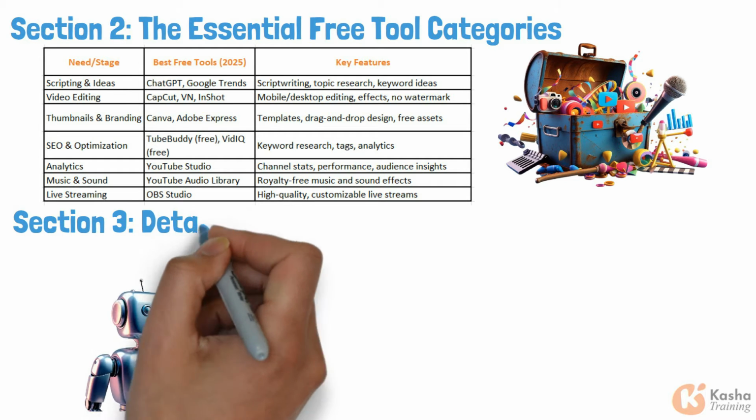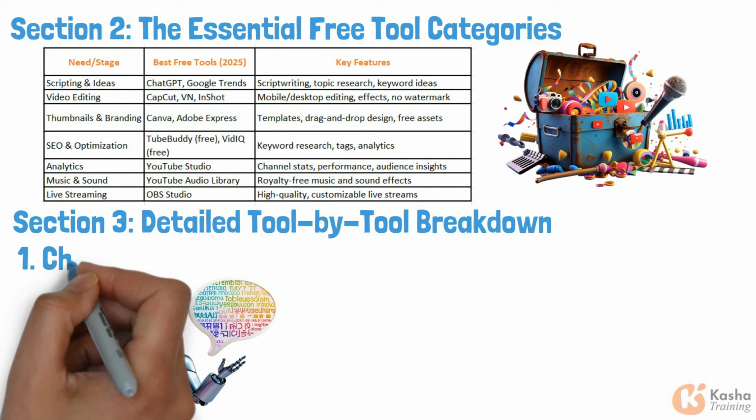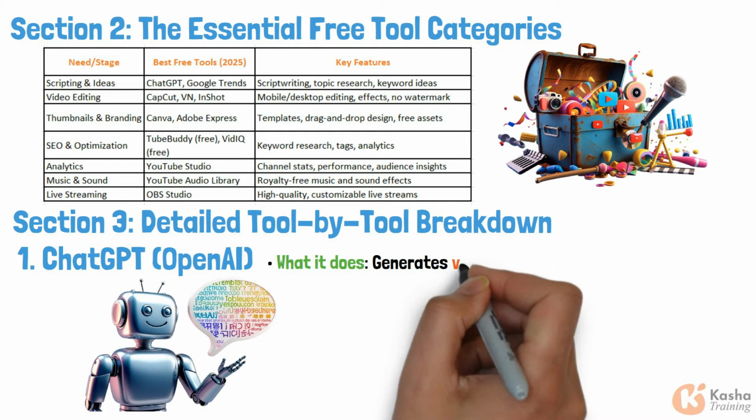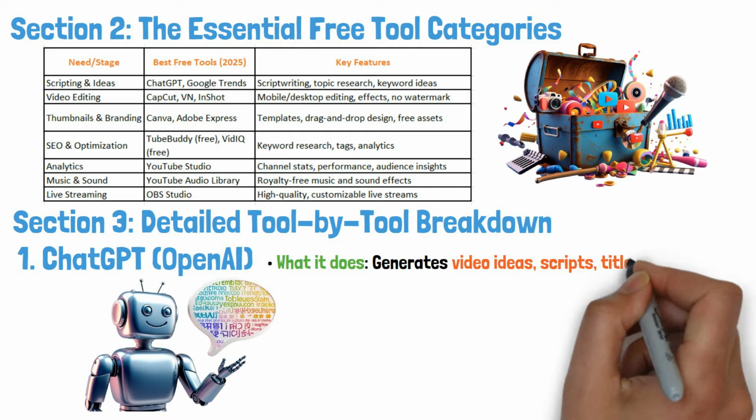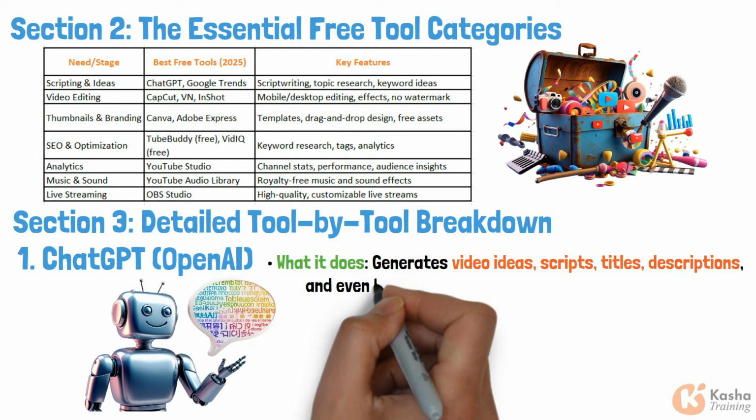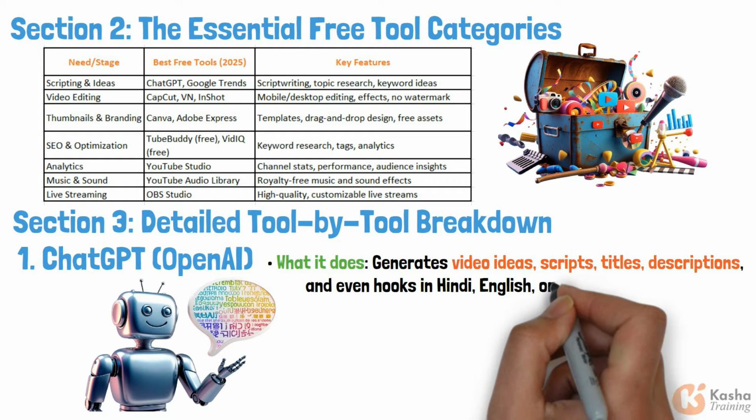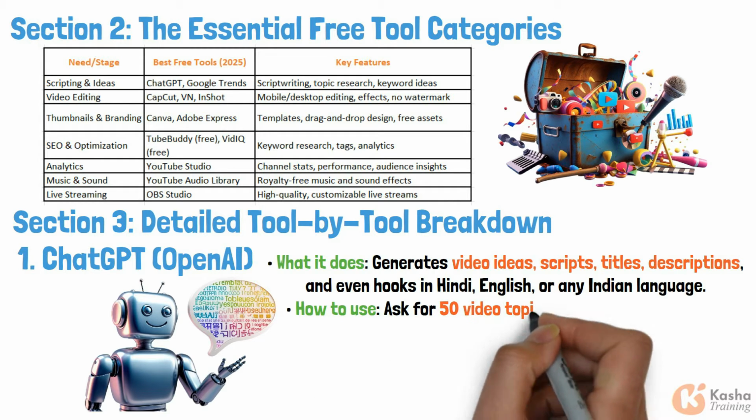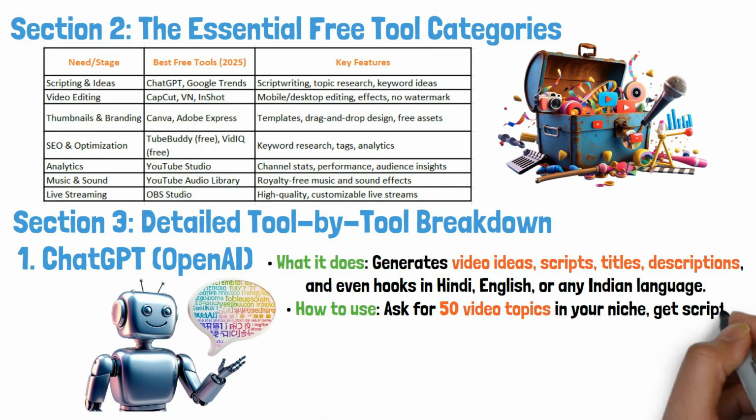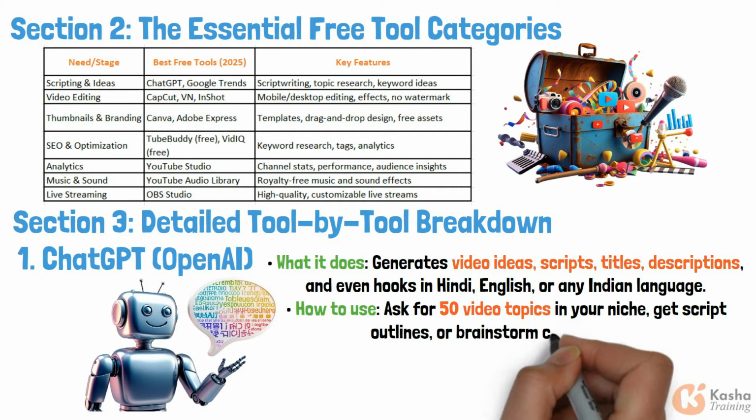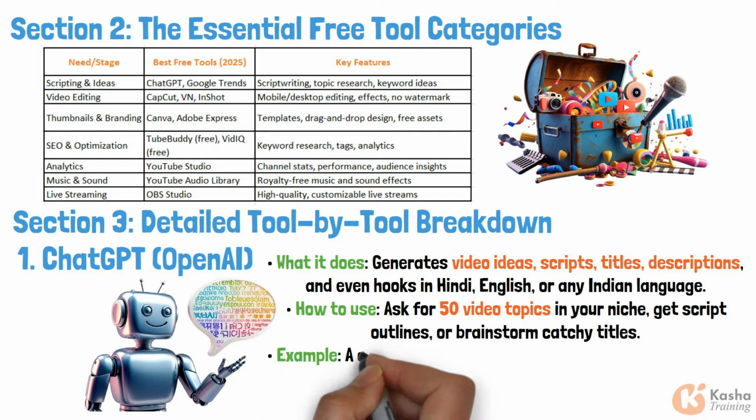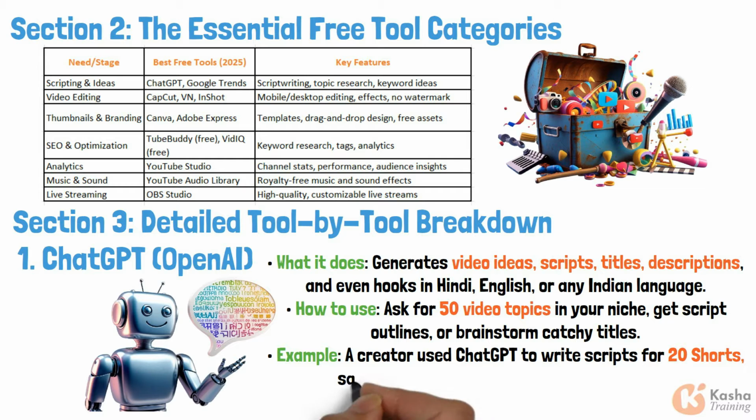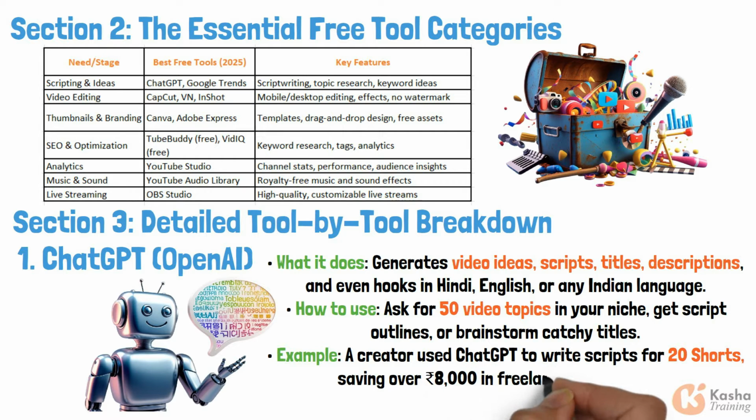Section 3. Detailed tool-by-tool breakdown. 1. ChatGPT, OpenAI. What it does: generates video ideas, scripts, titles, descriptions, and even hooks in Hindi, English, or any Indian language. How to use: ask for 50 video topics in your niche, get script outlines, or brainstorm catchy titles. Example: a creator used ChatGPT to write scripts for 20 shorts, saving over 8,000 rupees in freelance writing costs.